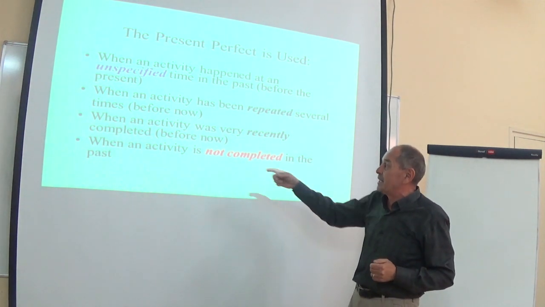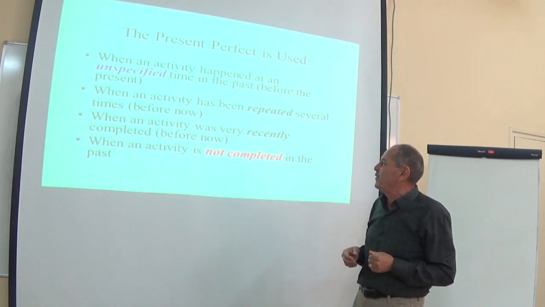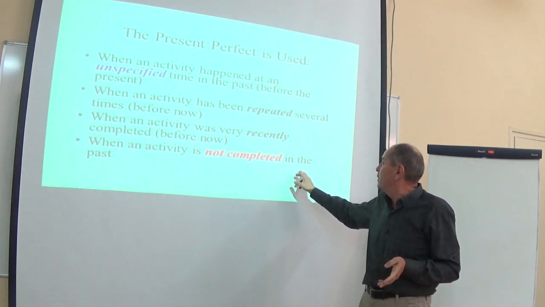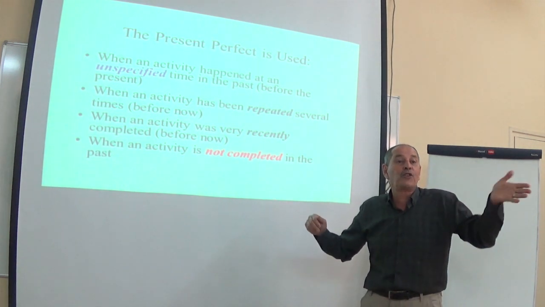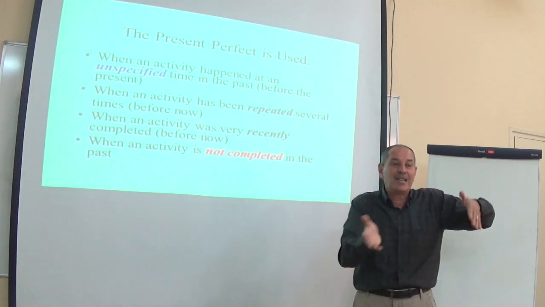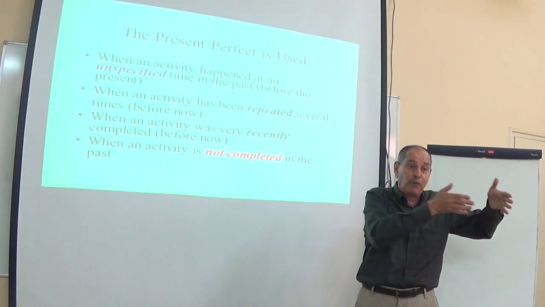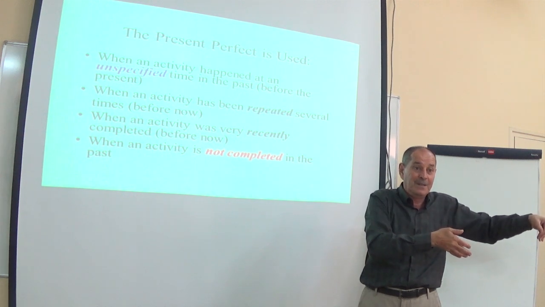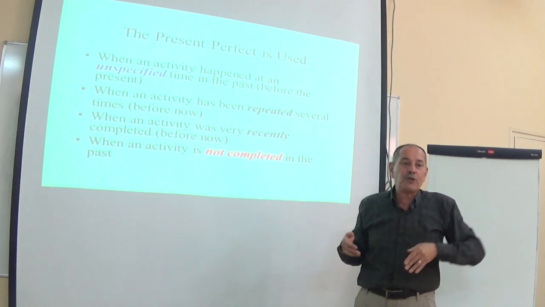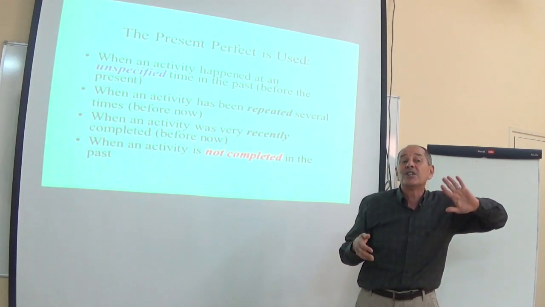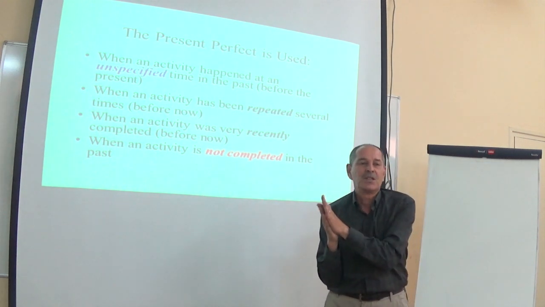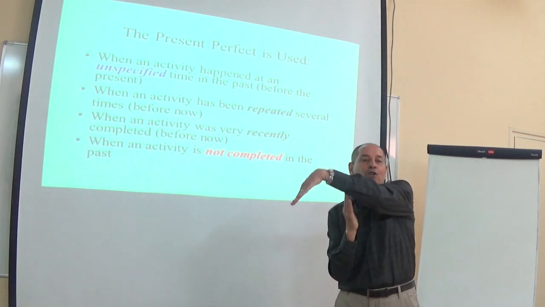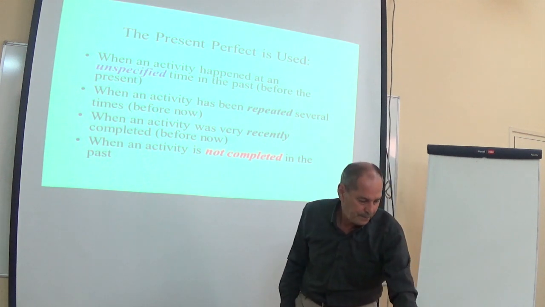So when an activity is not completed in the past, it has not finished. The past finishes in the past, it takes place in the past and finishes before now at a fixed time. But the present perfect started in the past, and it did not finish in the past. It reaches the present or goes over the present.